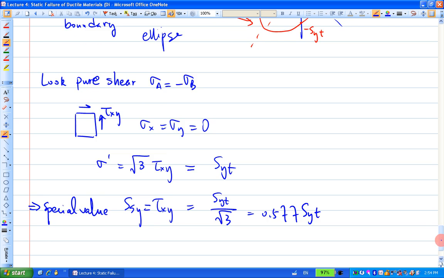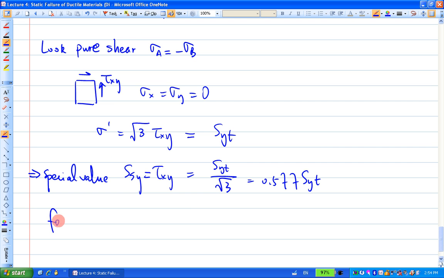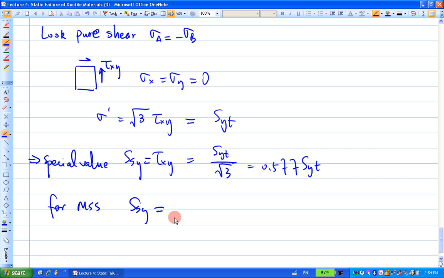What was the MSS? So for MSS, what is the SSY value? 0.5, right? 0.5. So in MSS, you are comparing the maximum shear stress with the SSY here. In this one, your shear strength is 0.577. That's one. So tell me which one's bigger.